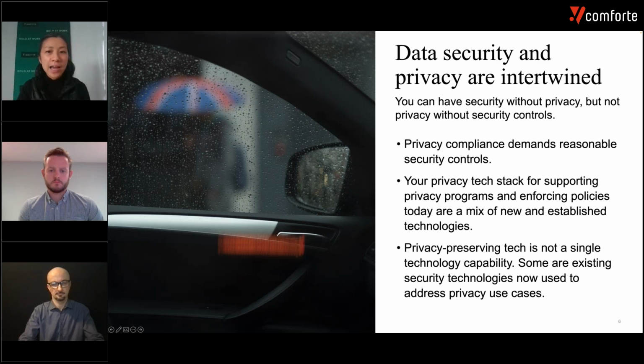And your privacy tech stack for supporting these programs around privacy, enforcing your policies, is coming from a mix of new as well as established technologies today. So your privacy team may be using privacy management software to manage workflows, to take their program out of just spreadsheets for organizing things. There might be privacy process-specific technologies within your environment, like consent management, or technologies that support data subject access rights request fulfillment, for example. And then there are also security technologies that are being applied for privacy use cases.